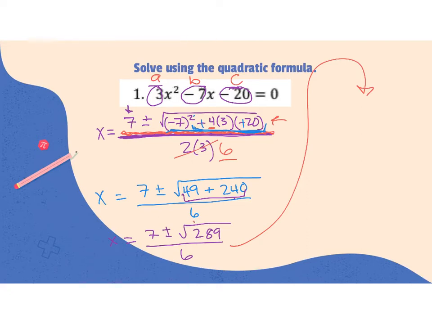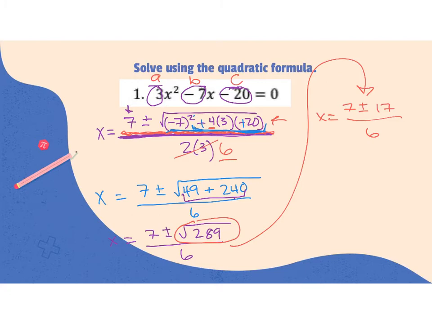Now we need to actually take the square root. So I'm going to go through and take the square root of 289. I end up getting x equals 7 plus or minus 17 divided by 6. I took the square root of 289, which means my radical is now gone. So I don't have the radical anymore, which is good. I'm getting closer. Okay. Now, here's where things get a little tricky.